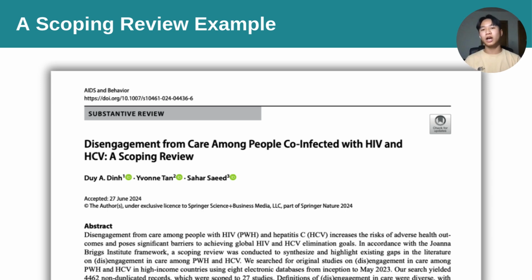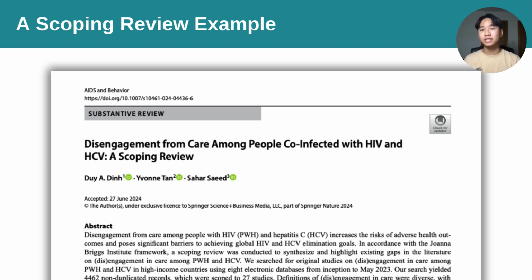Today, I'll be giving a really brief but epic overview of the do's and don'ts of a scoping review. Throughout the presentation today, I'll be using examples from my scoping review on disengagement from care published in AIDS and Behavior. For context, people with HIV and hepatitis C have to follow two care pathways, including testing and treatment for each of the infections. So, at any point in time, individuals can fall out of care due to a multitude of reasons. So, we just wanted to map what was out there in literature about the topic.